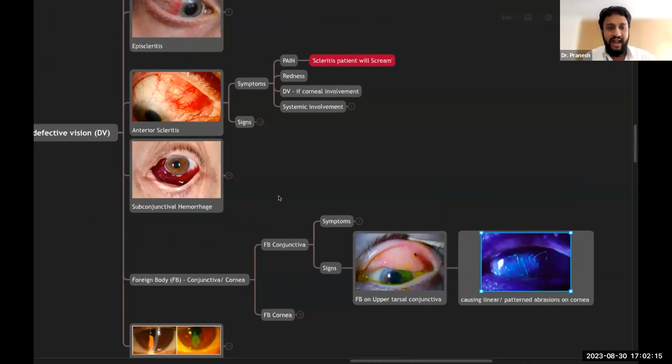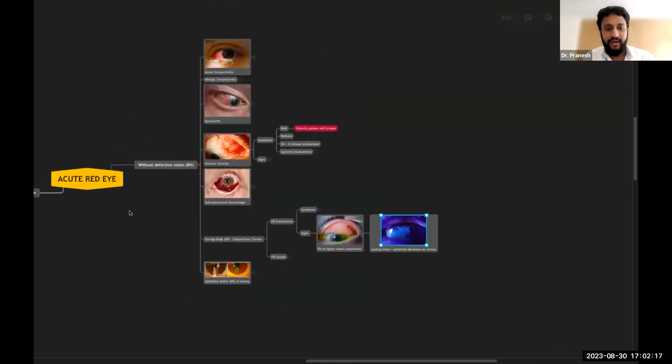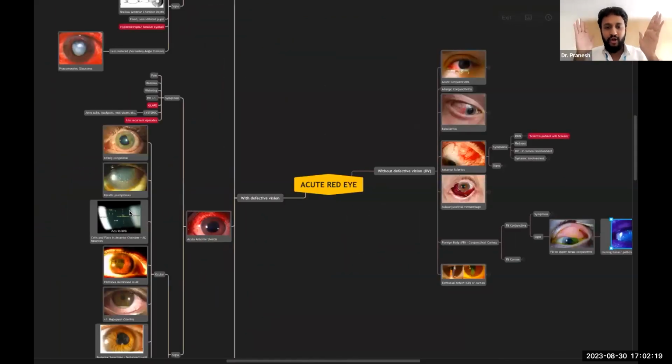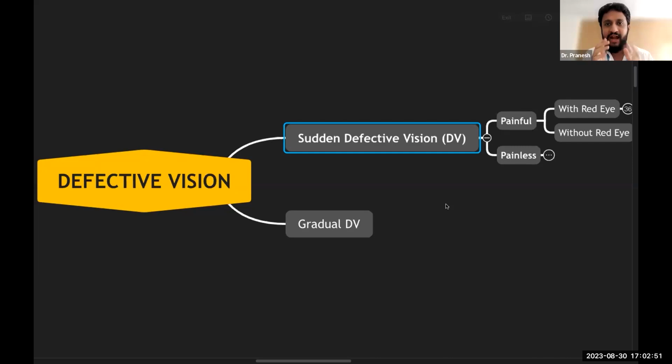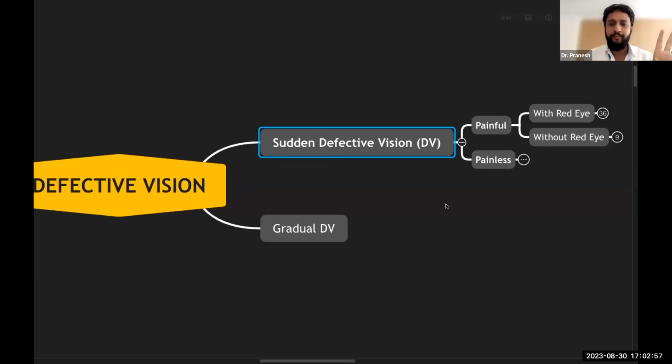All right, now that ends the acute red eye and the two important concepts, with defective vision, without defective vision. So for more understanding, if you want more details, please watch that video. You can download that mind map for free as well. Defective vision, I think we have another class tomorrow on evaluation of a sudden loss of vision, I believe. So I just want to touch on it and go.